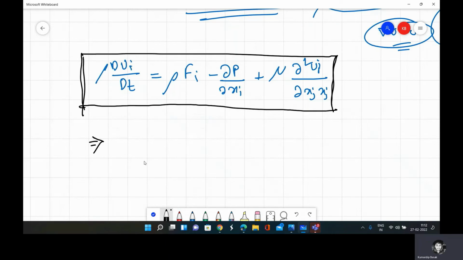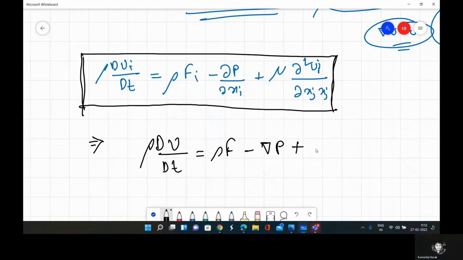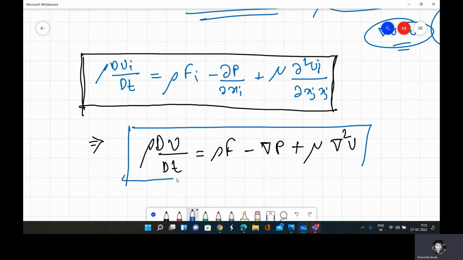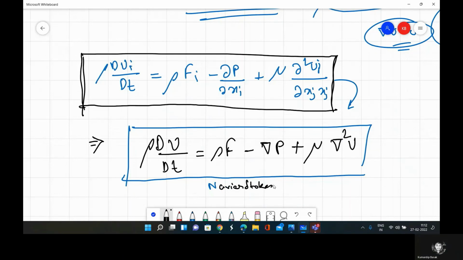So you can write again in the vectorial notation, since that was an index notation, rho Du by Dt equals rho f minus grad p plus mu times the Laplacian of u. Fine. You understand that part, that we are considering this as a Laplacian. So this is the Navier Stokes equation for incompressible fluid.